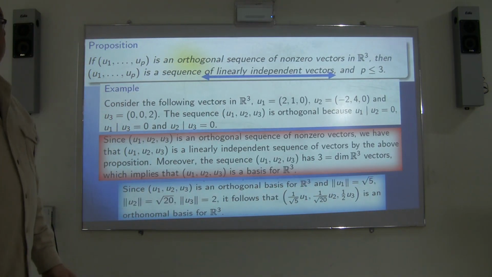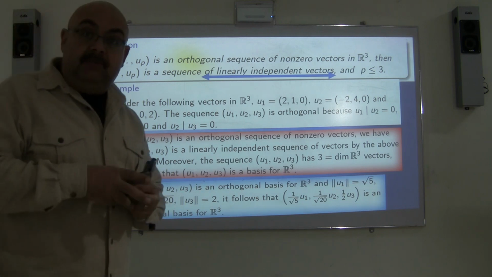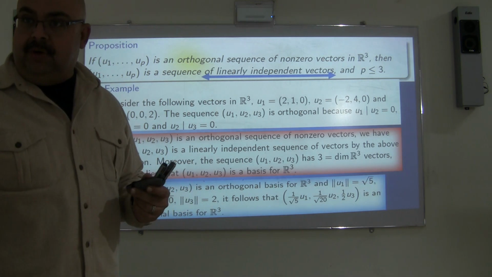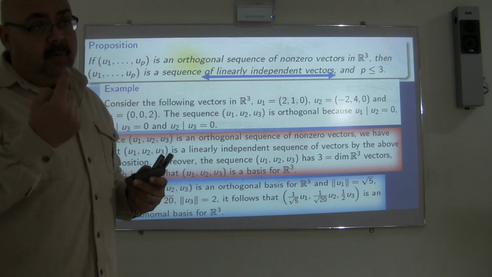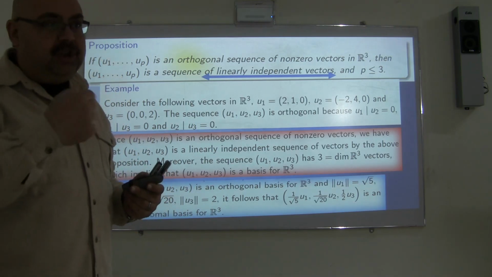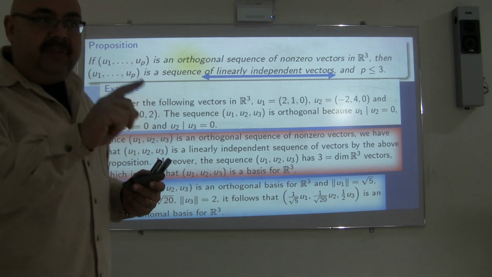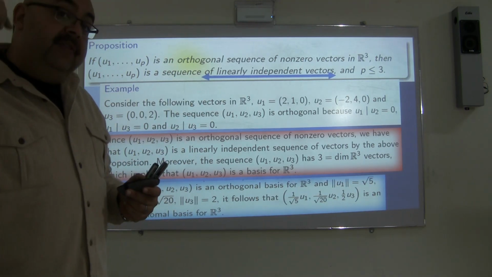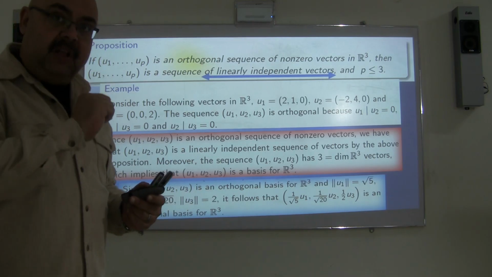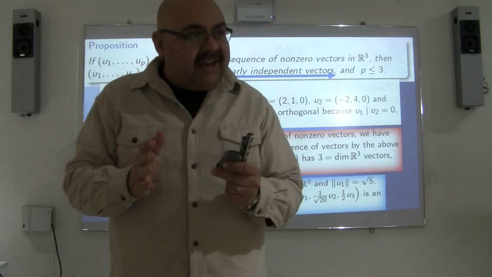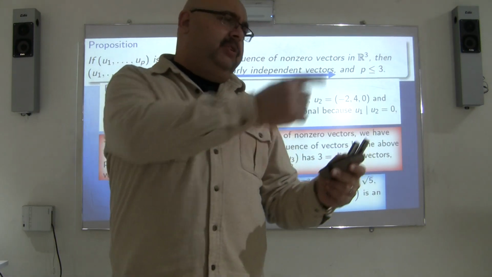Another thing, in some problems, like 1, 0, 0, 0, 1, 0, 0, 0, 1, some bases have magnitudes that equal 1, equal to each other. The magnitude of the three vectors is 1. Also, in the previous problem, in the previous slide, the magnitude for the first vector was root 5, for the second vector is root 5, and the third vector was 1.